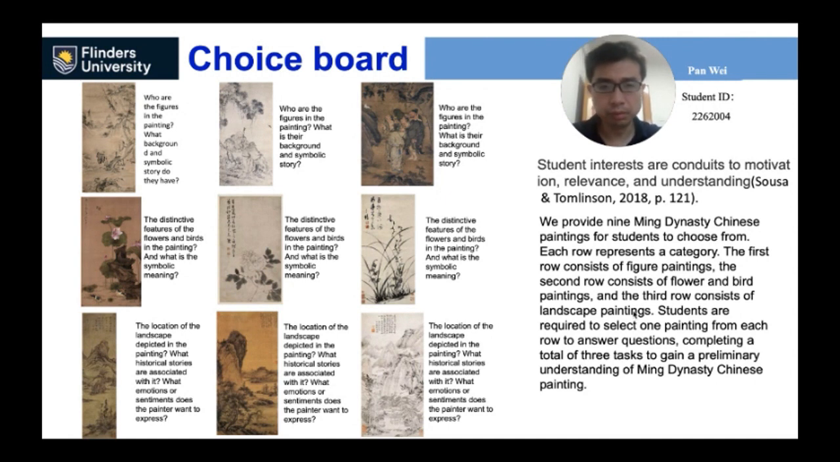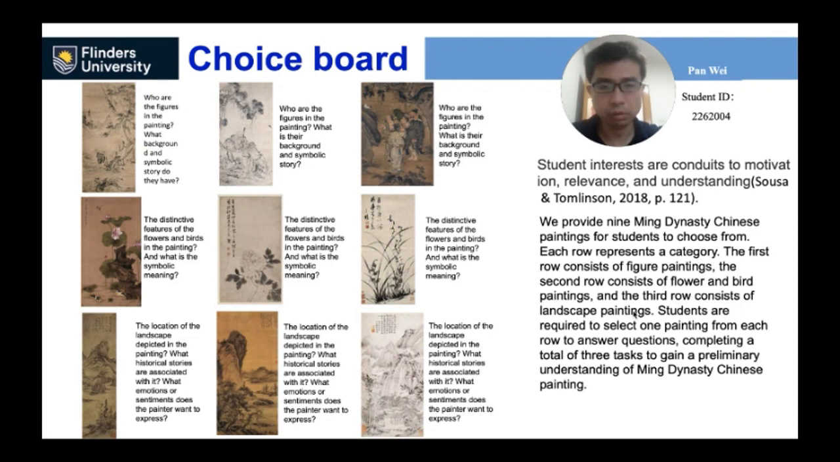We provide 9 paintings from the Ming Dynasty for students to choose from. Each row represents a series, with the first row depicting figure paintings, the second row depicting flower and bird paintings, and the third row depicting landscape paintings. Students are required to select one painting from each row to complete a task, totaling 3 tasks, to gain a preliminary understanding of Ming Dynasty Chinese painting.